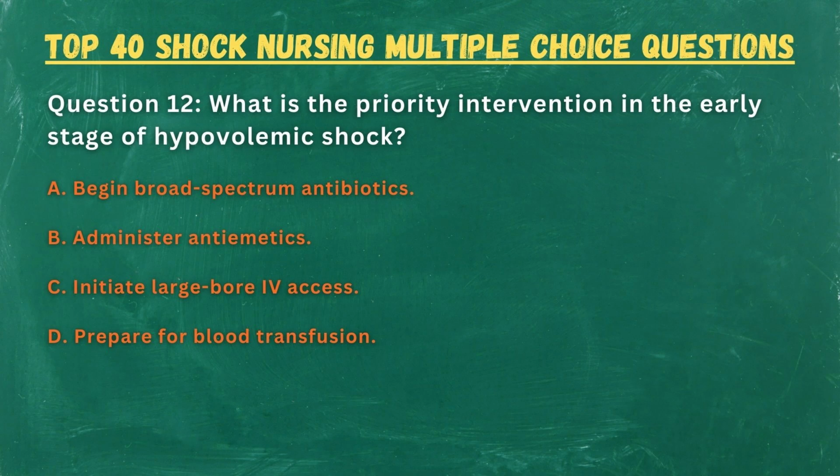Question 12. What is the priority intervention in the early stage of hypovolemic shock? A. Begin broad-spectrum antibiotics. B. Administer antiemetics. C. Initiate large-bore IV access. D. Prepare for blood transfusion. Answer: C. Initiate large-bore IV access.